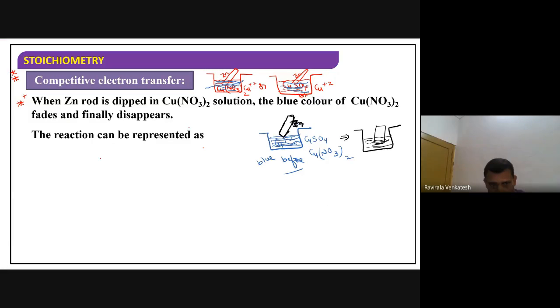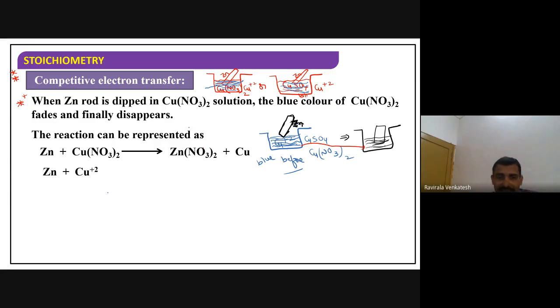Now here, what type of reactions take place when you dip a zinc rod in the blue colored copper sulfate solution or copper nitrate solution? The blue color is fading, and finally it is disappearing. The blue color disappears and becomes colorless. Now why is this happening? Let me see the reactions.